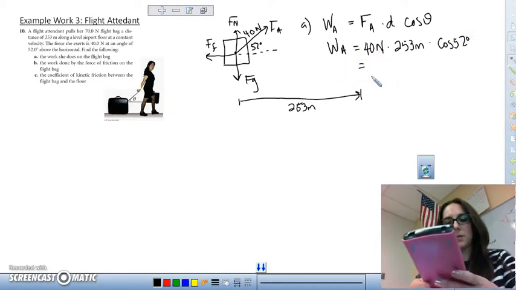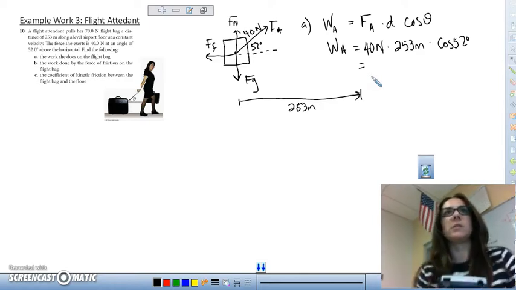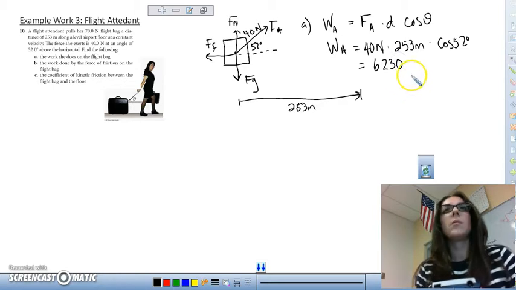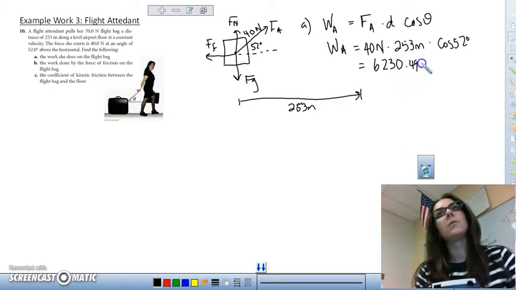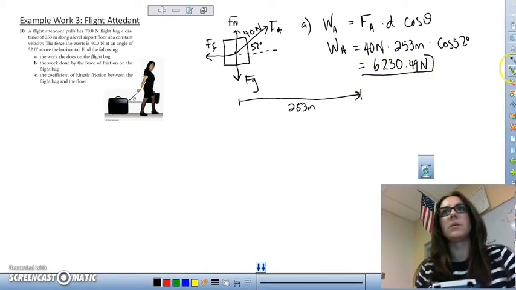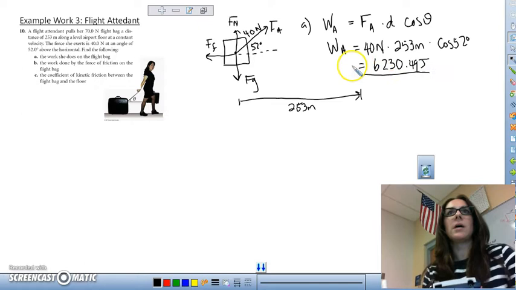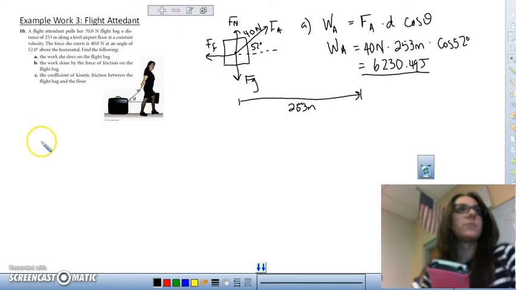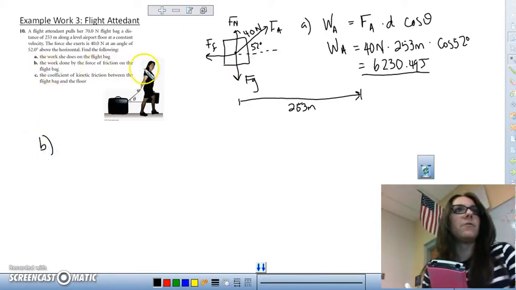And just as I calculate this, remember that we always find the force that's along the direction of the distance. So notice that we're finding basically Fx right here. When I do that, I get 6230.49, not newtons, it's an energy, so it's joules. My apologies. So that is the energy or work associated with her pulling her flight bag. Let's do the work done by friction.